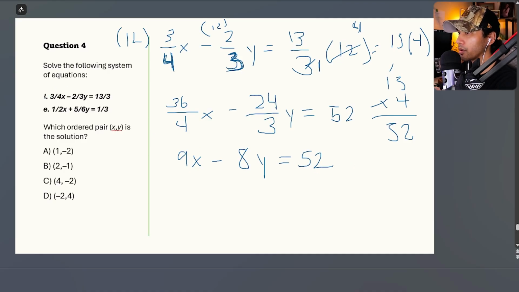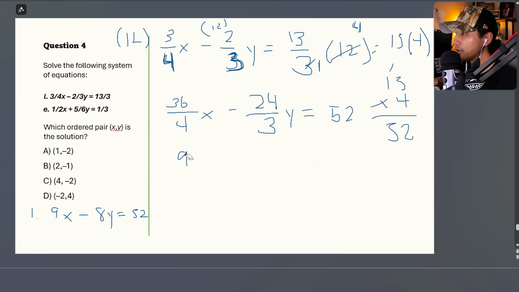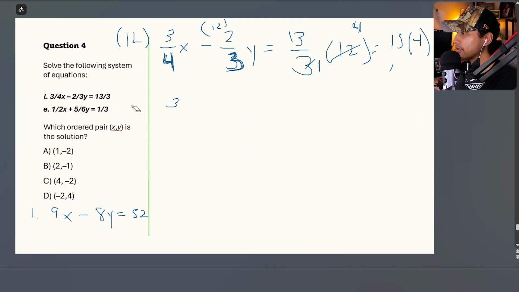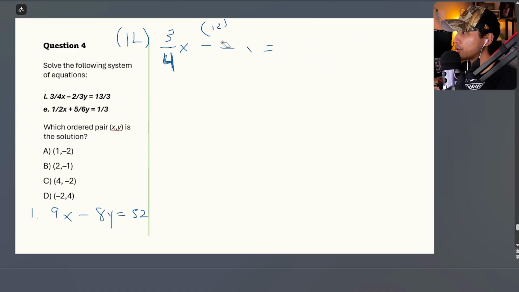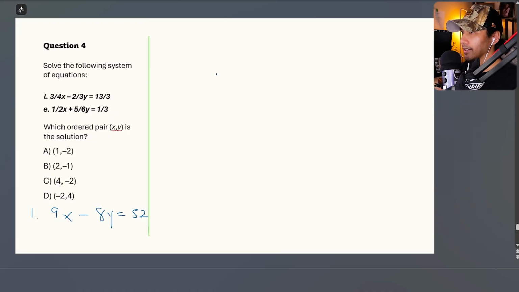We found our first equation. L equals 9x minus 8y equaling 52. Okay, perfect. You would do this super fast, finding the least common denominator. I'm doing it really slow for you guys, so don't get discouraged that it's taking this long, okay? We're only practicing. And we practice slow.